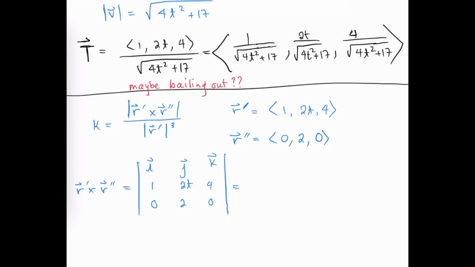So our cross product is going to be i multiplied by the determinant that results from these 4 elements. That's going to be 0 on this diagonal minus 8, the product of the other diagonal, so this is going to be negative 8.